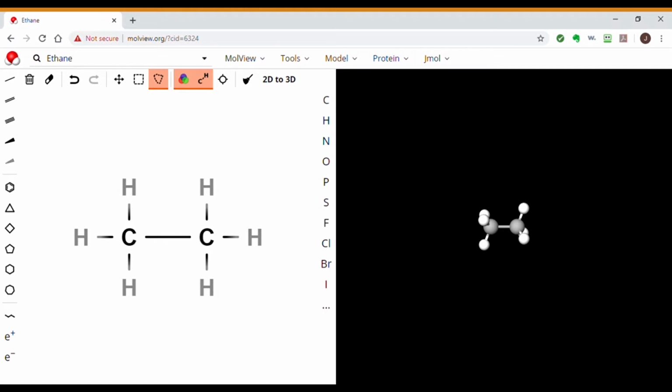However, don't forget that even though we can write it this way, we could write what we call a condensed formula, CH3CH3, to represent the way the hydrogens are organized with the carbons. Again, don't forget that in the three-dimensional structure, each carbon is sp3 hybridized, and therefore there is a tetrahedral shape around each carbon.